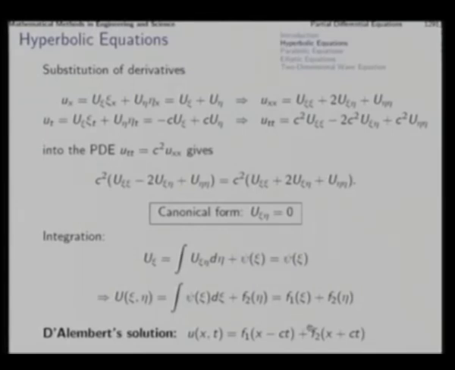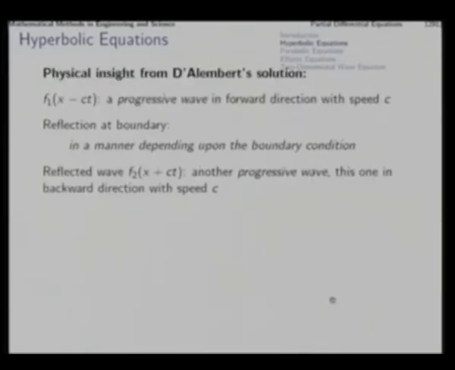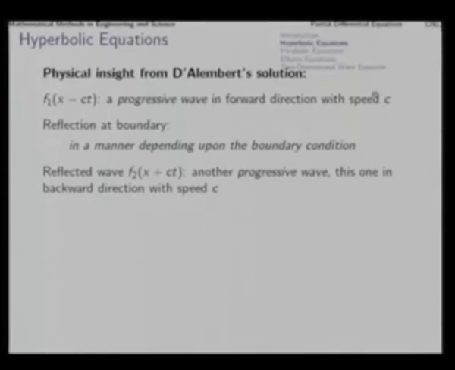This means that here you have got this as one solution, and this as one solution. This particular solution is actually the equation or description of a progressive wave in forward direction with speed c.